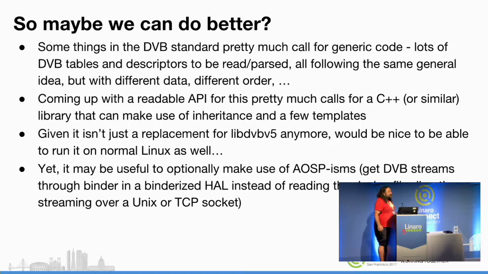Some things in DVB pretty much call for generic code, like there's hundreds of different types of tables that are transmitted over DVB. They're all in the same format. They only differ by what data is in between. It's one of the things that template code in C++ can really help with, as opposed to the pure C libdvb v5. So instead of just re-implementing libdvb v5, we've decided to go with a C++ library that provides a more readable API that should hopefully be more understandable to newcomers to the DVB world as well.